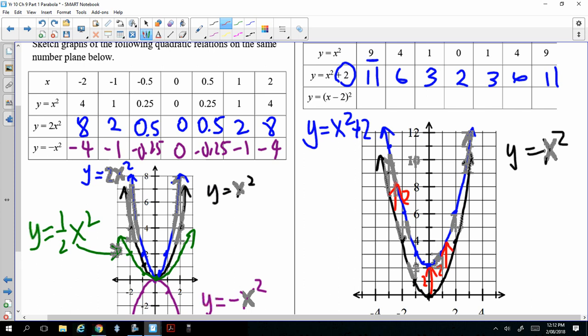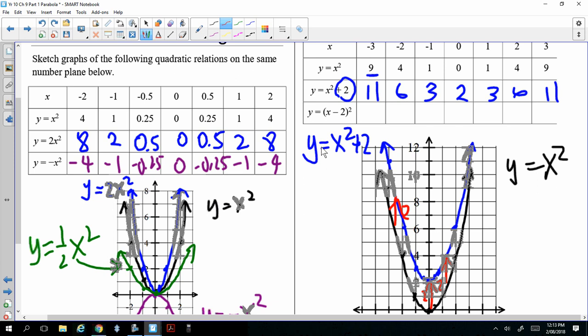All right. After you do that, let's see what happens if we do x minus 2 inside the bracket. Let's see what it does to the parabola. We have to do some substitution, so we're going to use a green pen.